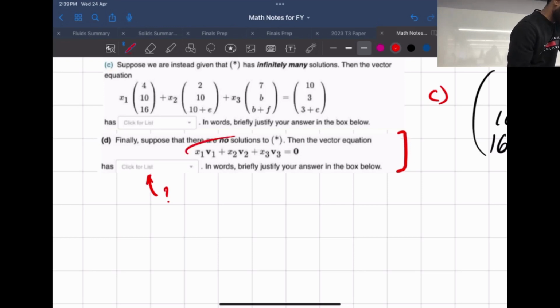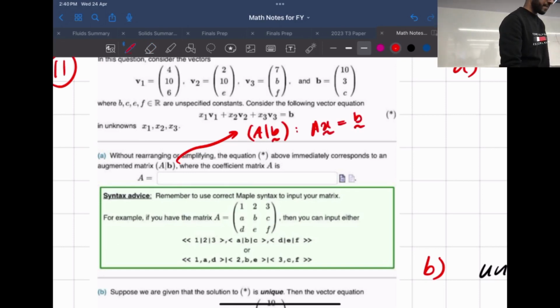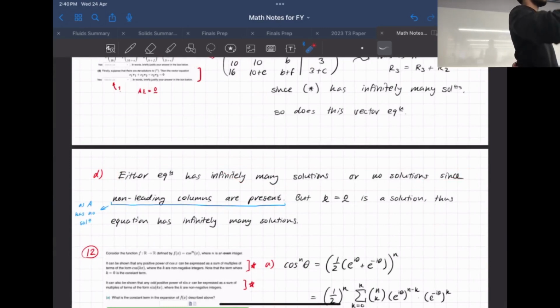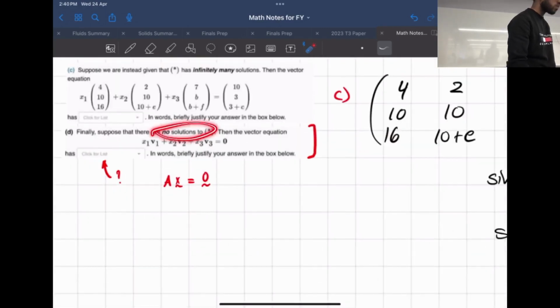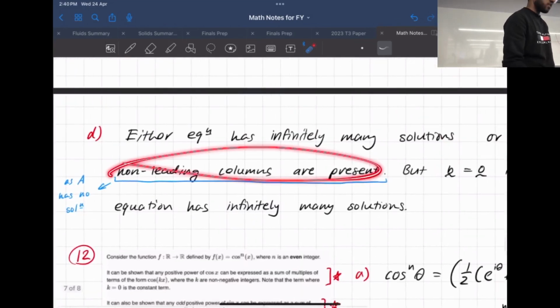Okay, so let's say what we're solving over here is A. You guys see that? So it's just a matrix A multiplied with the vector x is equal to 0. But what we had before is the same thing. Yeah? So one thing to note, either the equation has infinitely many solutions or no solutions at all, because of what they've given us. Right? Because of that, since there are non-leading columns present.